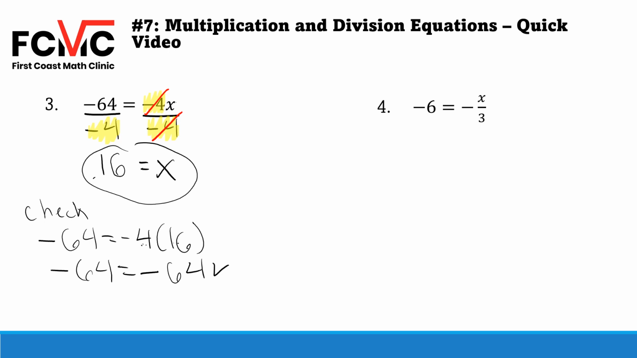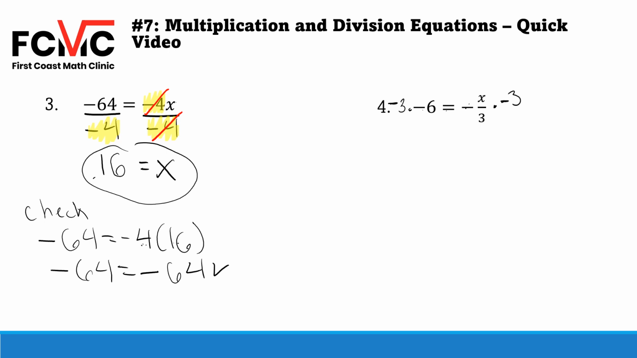Now number 4, negative 6 equals negative x over 3. Problems like number 4 can be a little tricky because we're dividing. We've got this negative. So again, here's how I like to do this. We want to undo dividing by 3. So we're going to multiply by 3 on the left and the right. But I have to take care of this negative sign, right? So I don't want to just multiply by 3. I want to multiply by negative 3 and negative 3. So I'm going to include that negative sign with the 3.